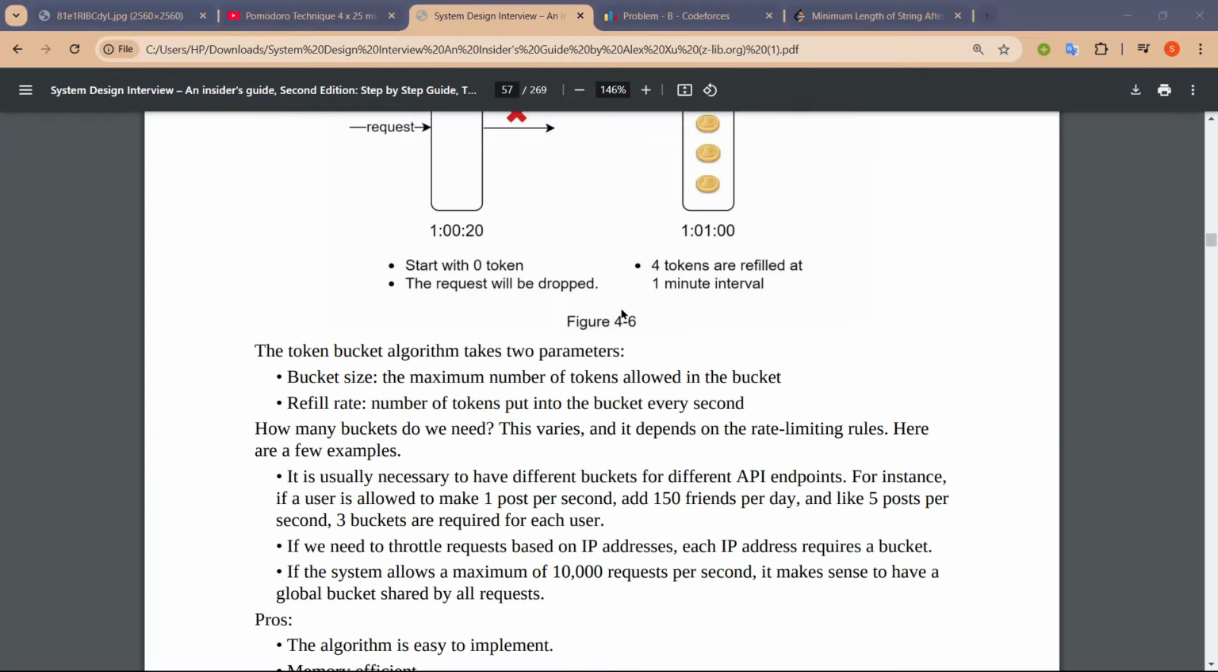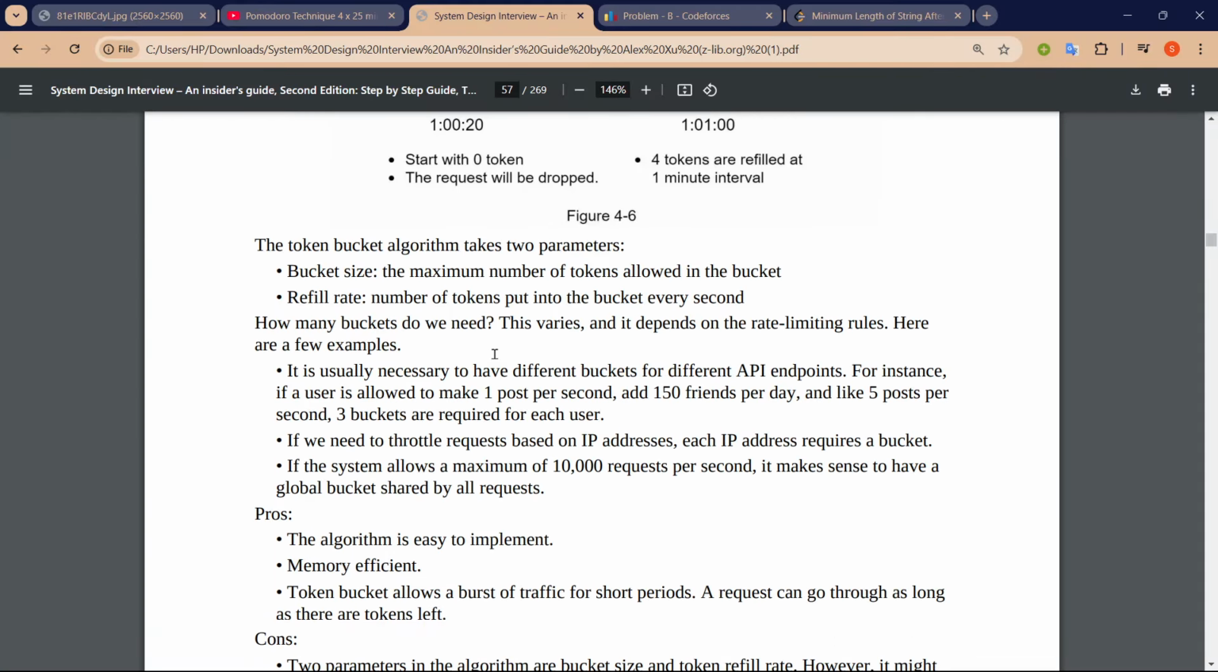Okay, how many buckets do we need? This varies and it depends on the rate limiting rules. Here are a few examples. It is usually necessary to have different buckets for different API endpoints.